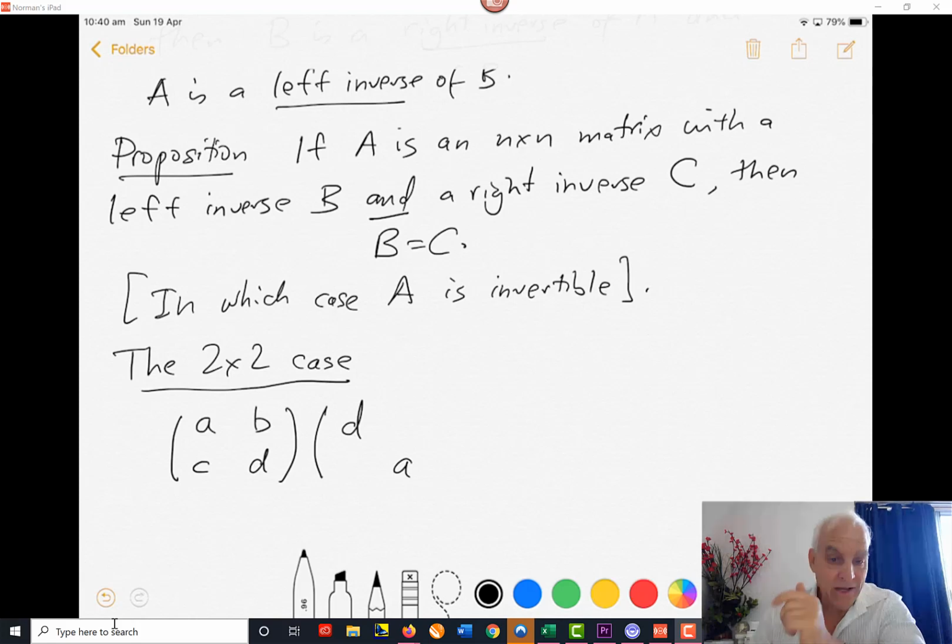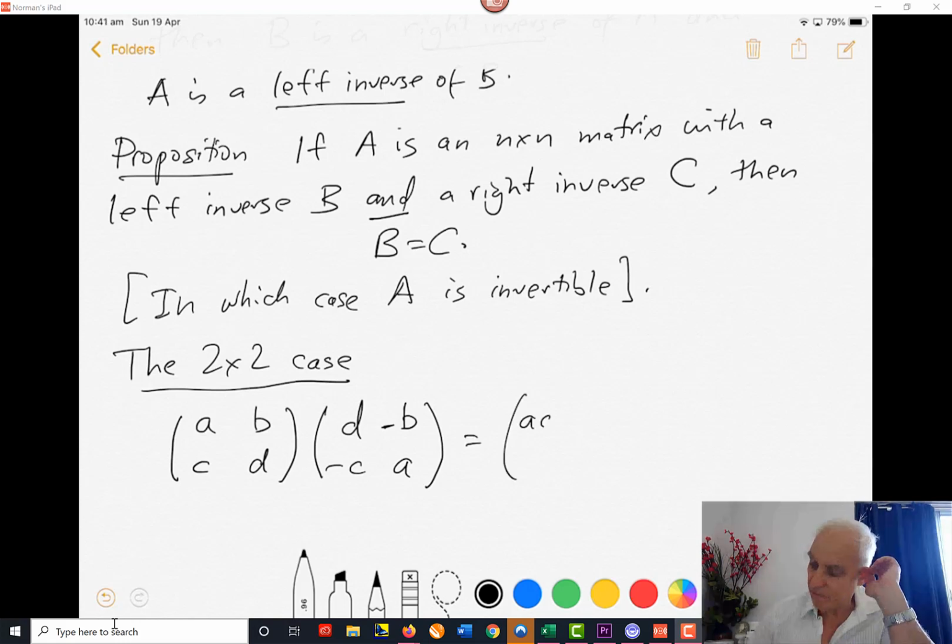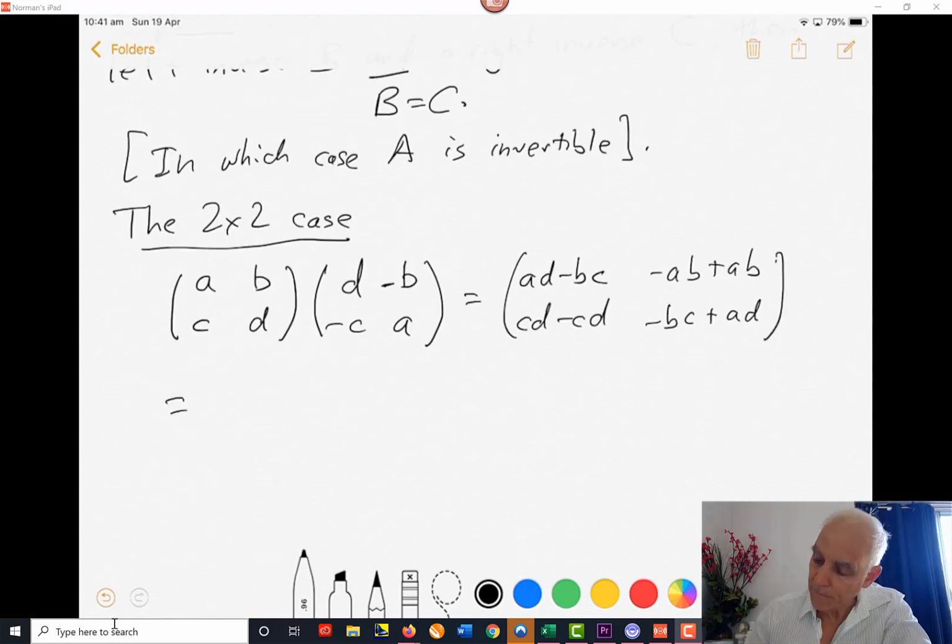We're going to interchange the elements on the diagonal. So instead of AD, we have DA. And we're going to negate the elements off the diagonal. Let's just have a look at this. Okay. So what is this? The top entry is AD minus BC. The one below it is CD minus CD. Okay. And then up here, A times minus B. That's minus AB plus AB. And then below that, minus BC plus AD, for a total of AD minus BC, 0, 0, AD minus BC.